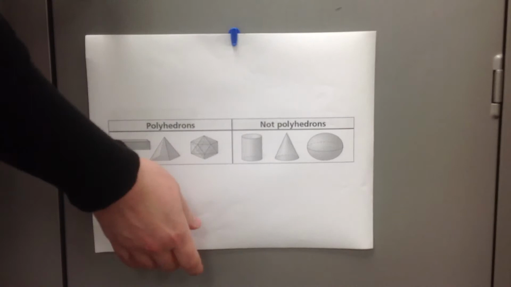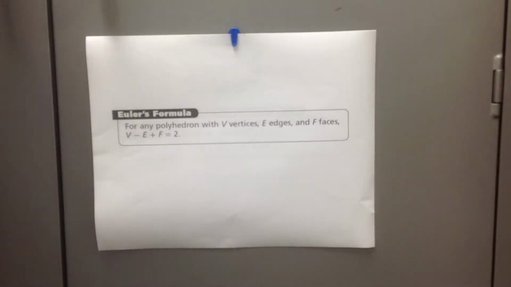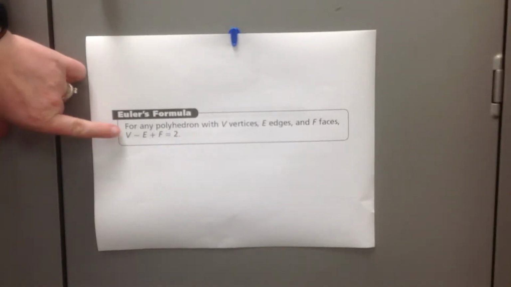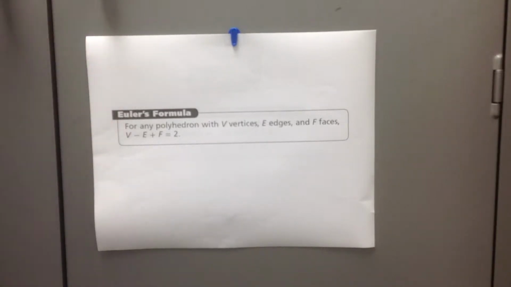Our first formula that we use for these is called Euler's formula. For any polyhedron with V vertices, E edges, and F faces, you can use Euler's formula, and it is V minus E plus F equals 2.